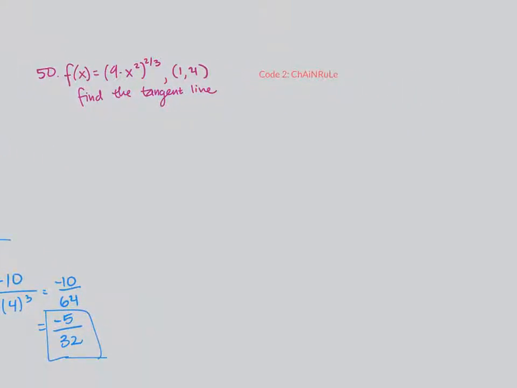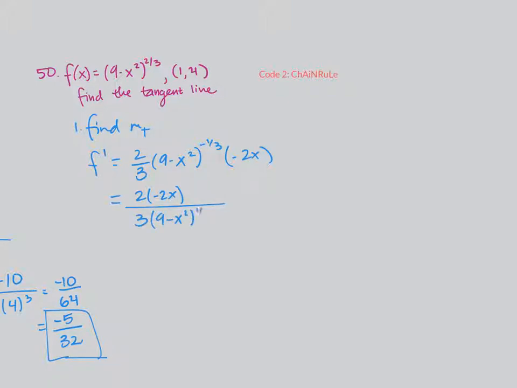Let's make it a little bit more complicated. So now we're going to have a function f of x is equal to (9 minus x squared) to the 2/3, and our point is (1, 4), and we want to find the tangent line. So first thing I do for tangent lines is find my slope. So to find the slope, I'm going to take the derivative, and I'm going to use chain rule, so that's 2/3, (9 minus x squared) to the negative 1/3 times negative 2x, like so.